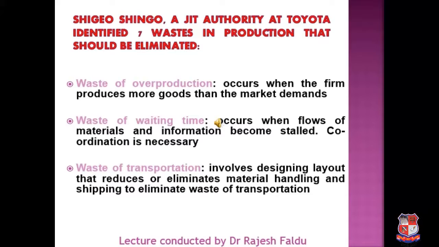So the first kind of waste that has to be eliminated if JIT has to work, according to Shigeo Shingo, is waste of overproduction. This occurs where the firm produces more goods than the market demands, and hence exactly as per the demand only goods have to be produced in that many quantities.